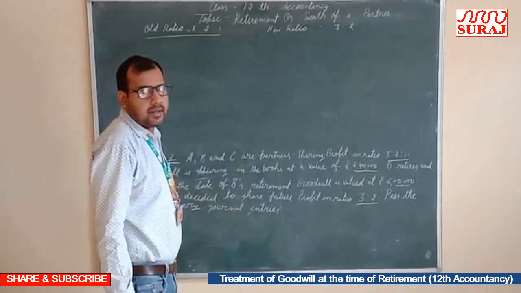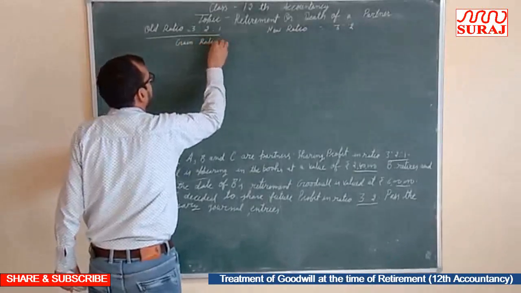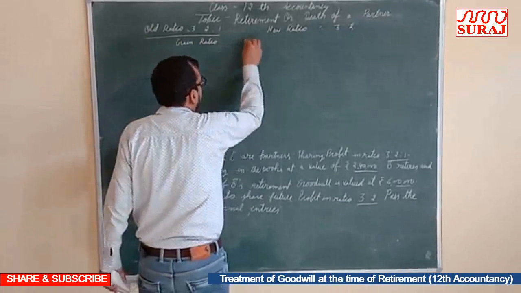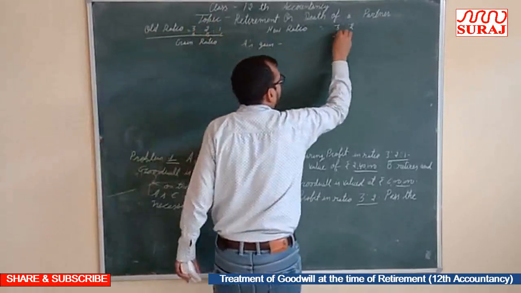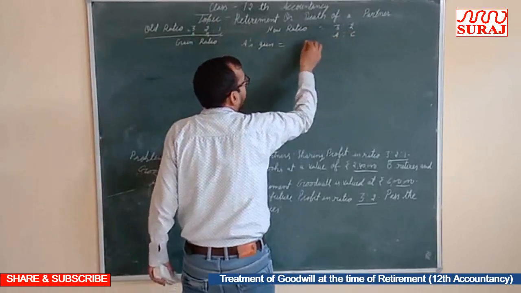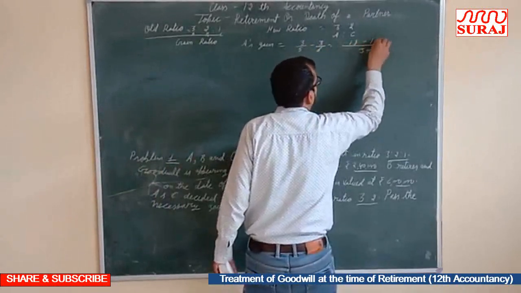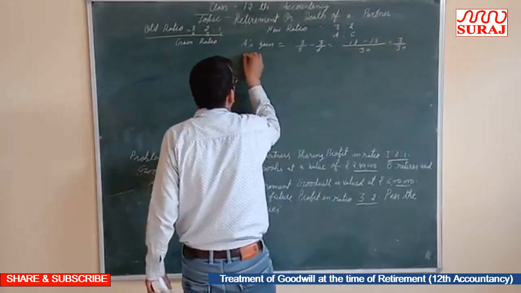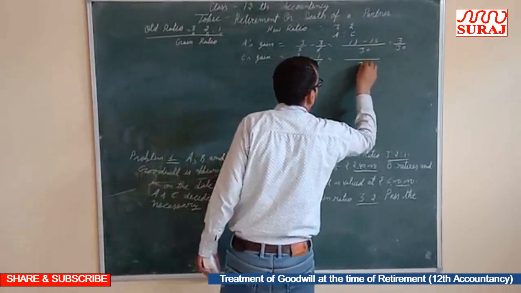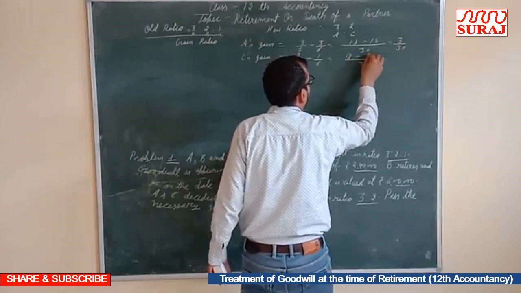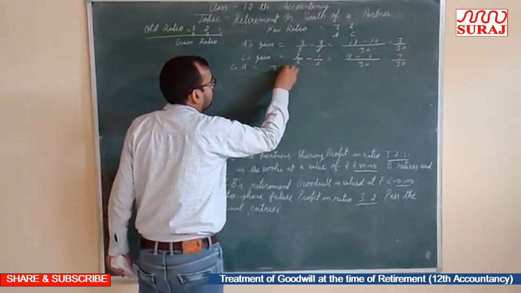Pass the necessary journal entries. First of all, we calculate the gain ratio. Old ratio is among A, B and C; B retires, so A and C gain. Gain ratio formula: new minus old. A's gain: 3/5 minus 3/6, LCM 30, 18 minus 15, gives 3/30. C's gain: 2/5 minus 1/6, LCM 30, 12 minus 5, gives 7/30. So the gain ratio is 3:7.